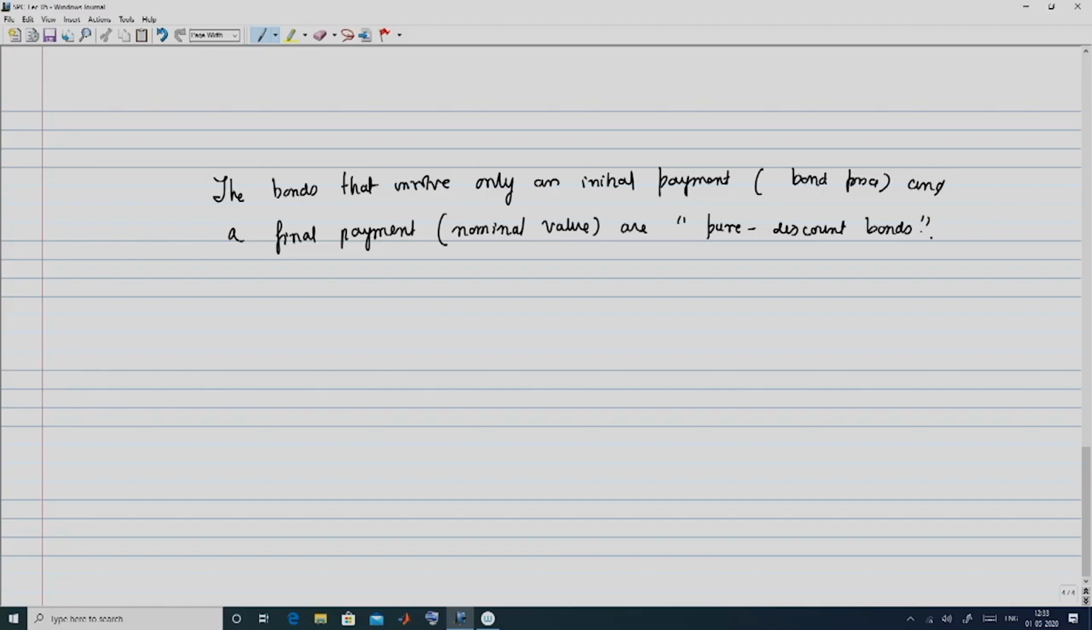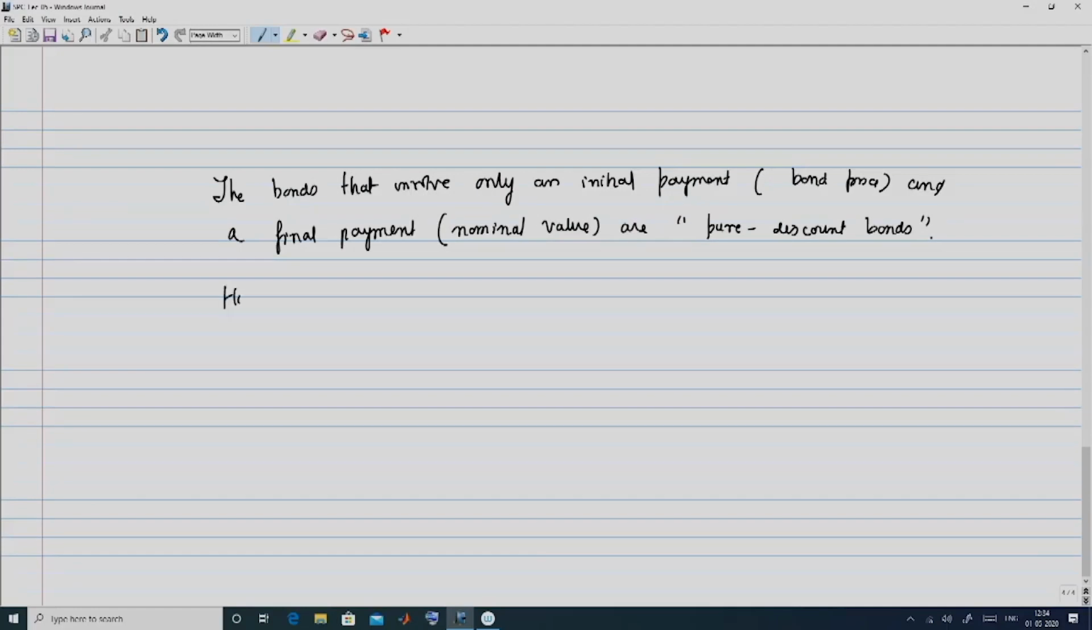So, the reason that they are called pure discount bonds is that you make an initial payment, say you make a payment of 100 for a period of 5 years, and then at the end of 5 years you receive 150. So, if you take 150 and divide by (1 plus 0.1) to the power 5, then you get 100. So, that means the price of the bond can be obtained by just a single discounting of the nominal value, which is why they are called pure discount bonds, because it involves just one discounting resulting from just one final payment.